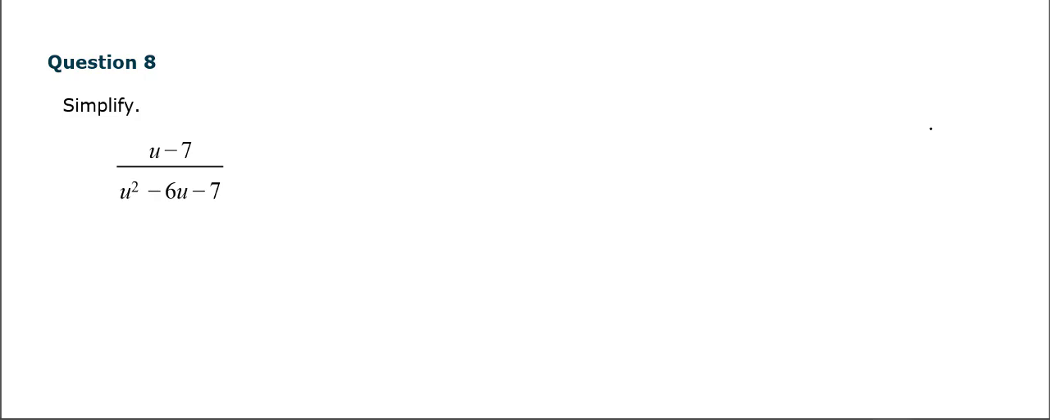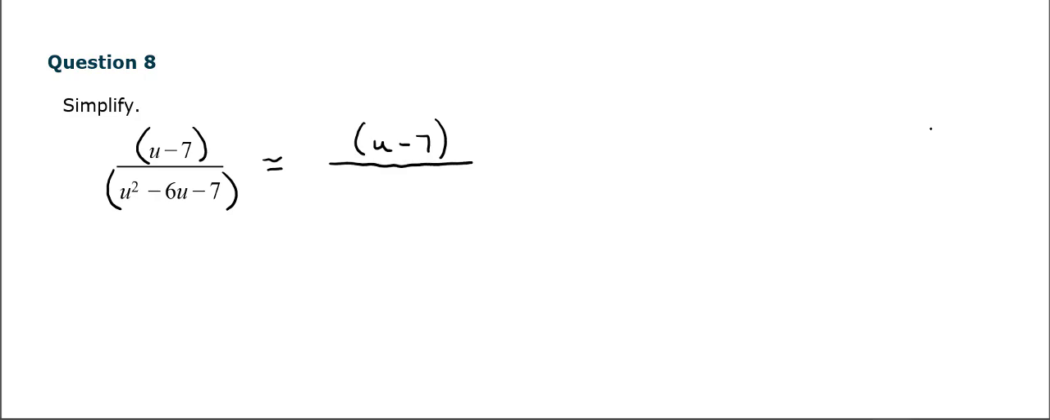Okay, let's look at simplifying another one. Here I have u minus 7, and again, I'm putting it in parentheses. And in my denominator, I have u squared minus 6u minus 7. And again, I put it in parentheses. Now we're going to factor if possible. We know that the numerator cannot be factored.